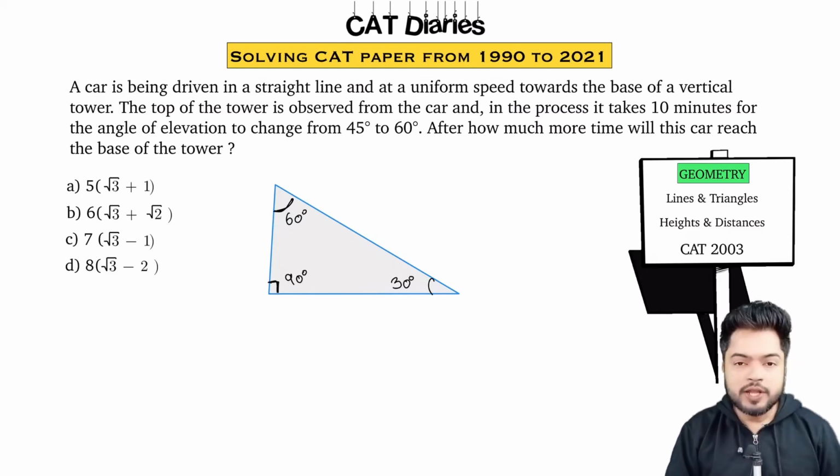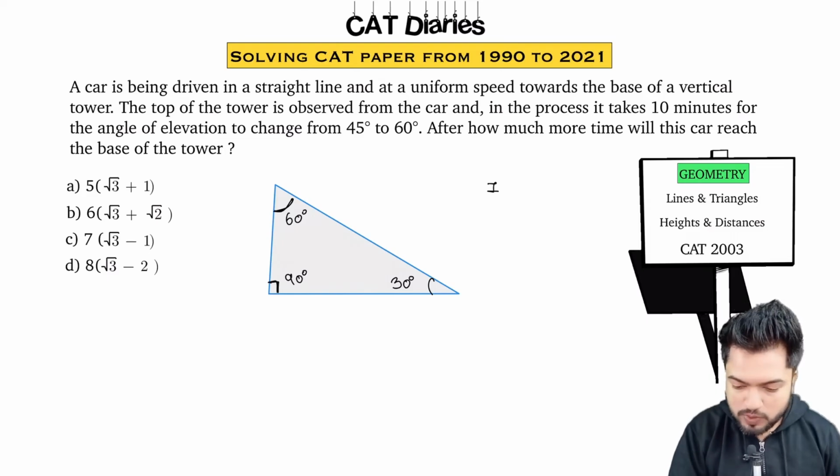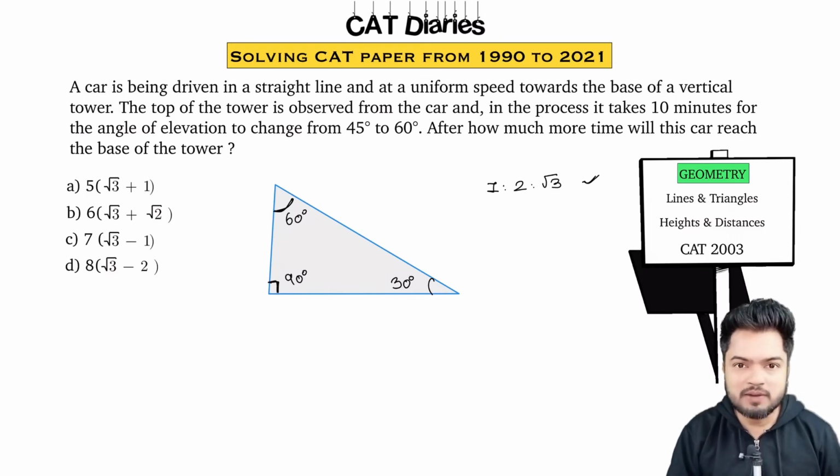Okay, now what are you supposed to know? The ratio of their sides. The ratio of their sides is always 1 is to 2 is to root 3. Okay, memorize this. This will be very helpful to solve many problems in geometry, not just heights and distances. I think we have applied such a property in the previous problem that we solved.